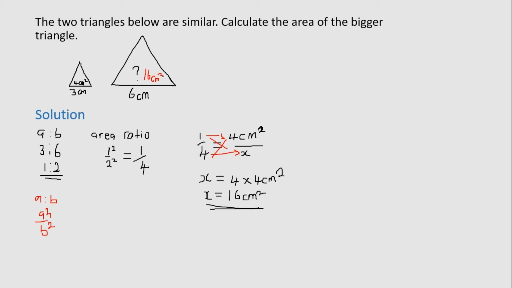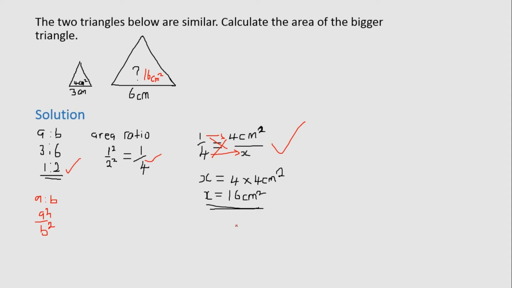You've been given the corresponding sides. Step number 1: find the ratio of the corresponding sides. Step 2: find the area ratio, because to find the area ratio you just square the corresponding sides after you find their ratios. The last step is to cross multiply, and you get the area of the bigger triangle.